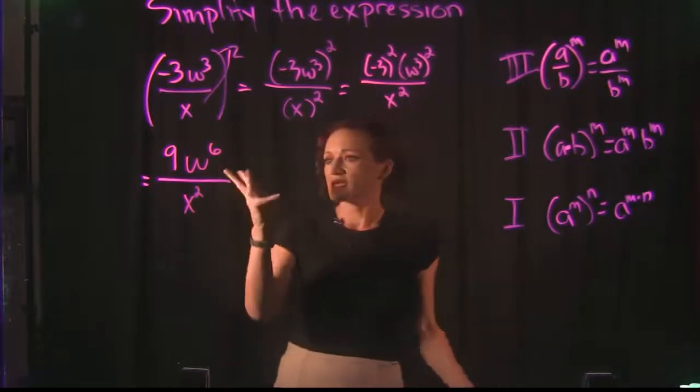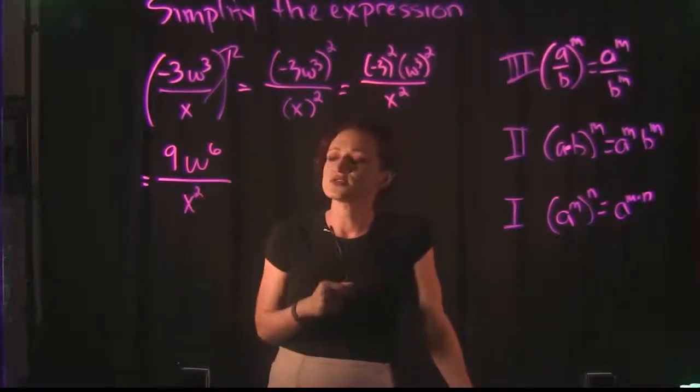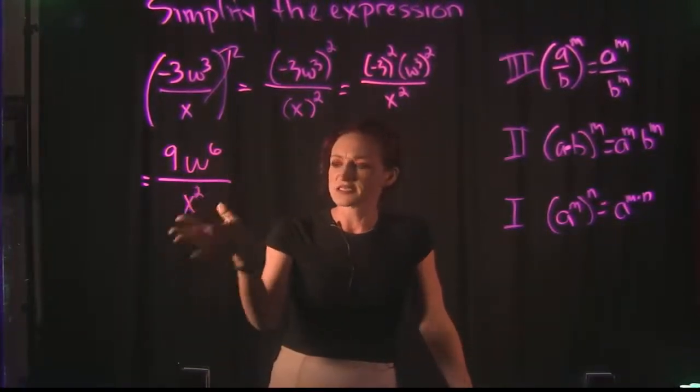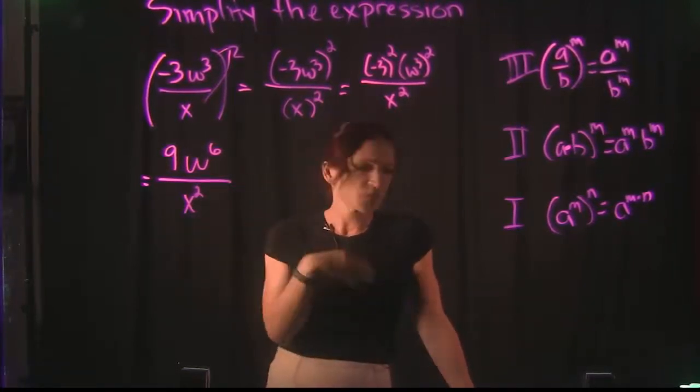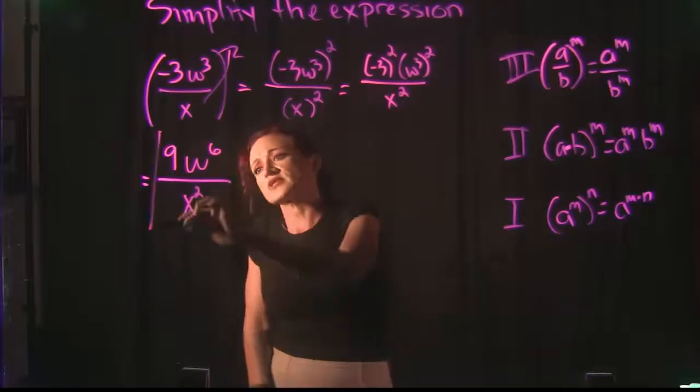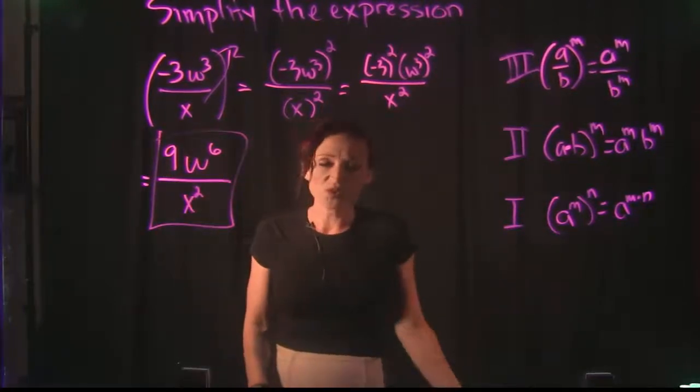Now we just want to take a look and make sure there's nothing else left to do. We don't have any like bases, so we can't really do much with those. We don't have any negative exponents or anything like that. So it does look like we are done with this problem.